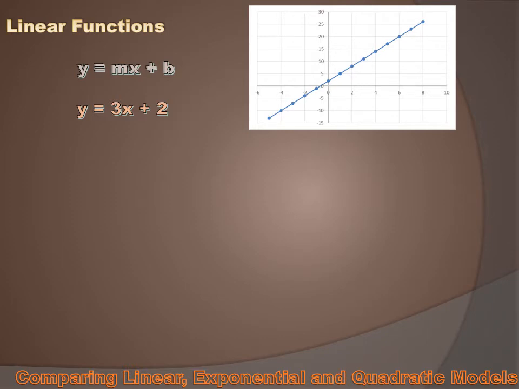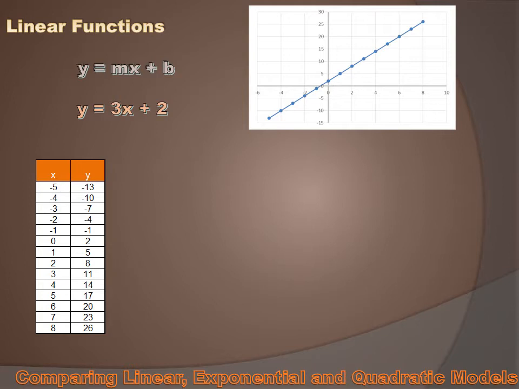Let's focus on linear functions for a minute. The graph on the right represents the linear function y equals 3x plus 2. This table also represents the linear function y equals 3x plus 2. And the points in the table are the points that I've marked on the graph. Well, now I can look at the graph, or I could look at the equation, and I could say this is a linear function.